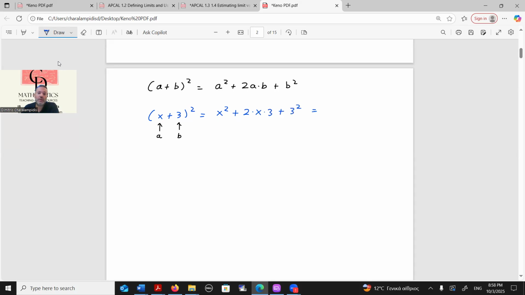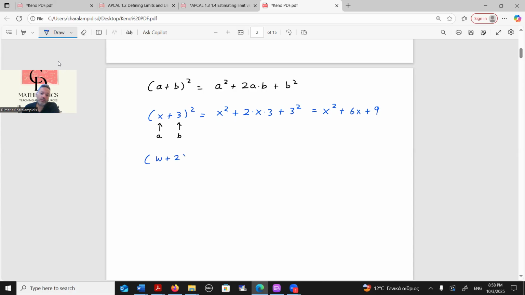So now it's time to do some simplifications. X squared is x squared, plus 2 times x times 3. How do we multiply expressions? Numbers together. 2 times 3 is 6, and then 3 squared is equal to 9. Another example.